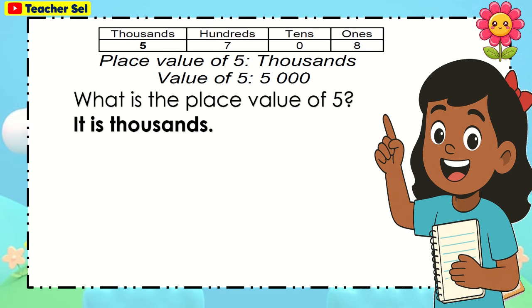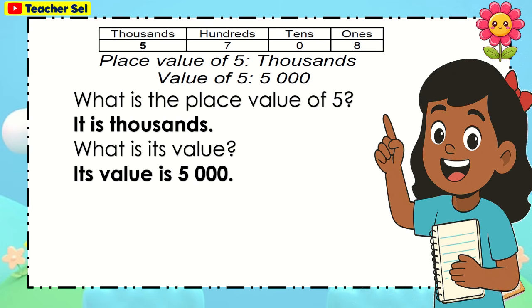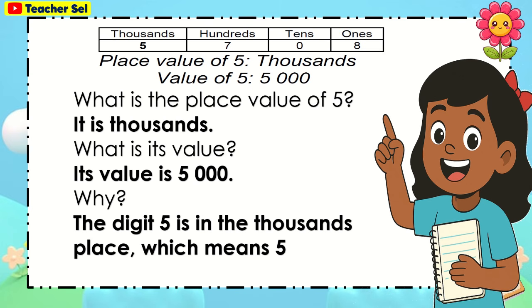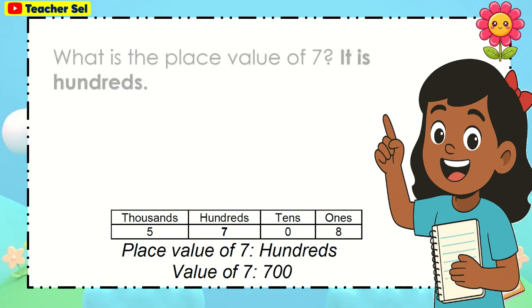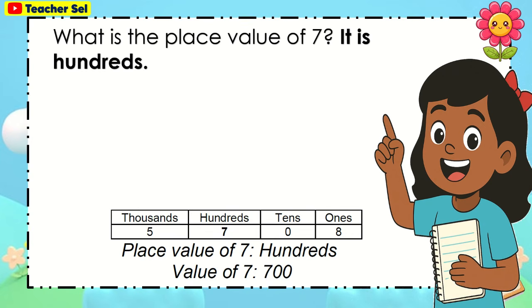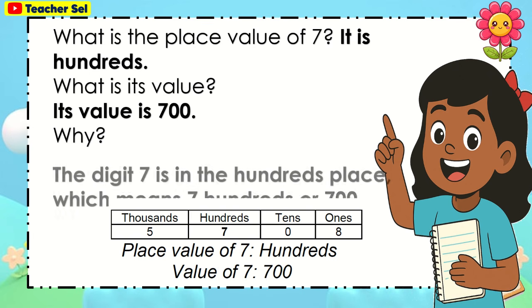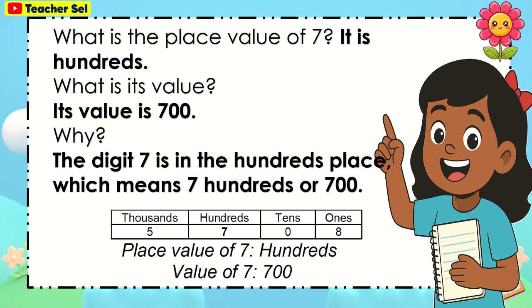What is the place value of 5? It is thousands. What is its value? Its value is 5,000. Why? The digit 5 is in the thousands place, which means 5 thousands or 5,000. What is the place value of 7? It is hundreds. What is its value? Its value is 700. Why? The digit 7 is in the hundreds place, which means 7 hundreds or 700.